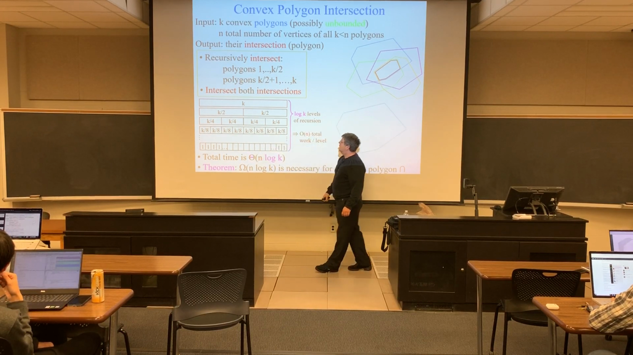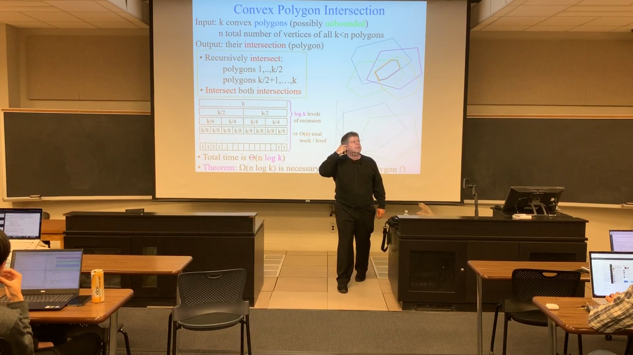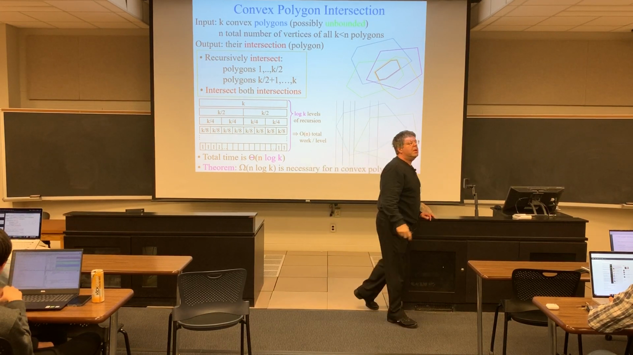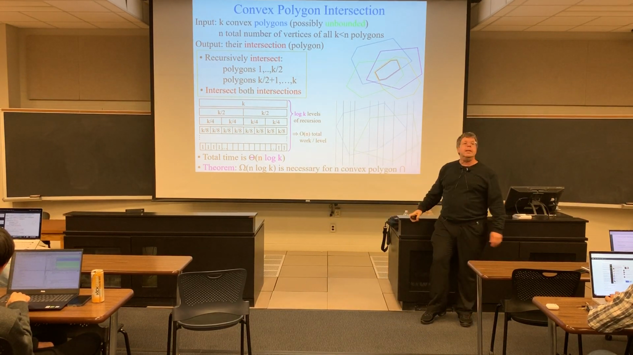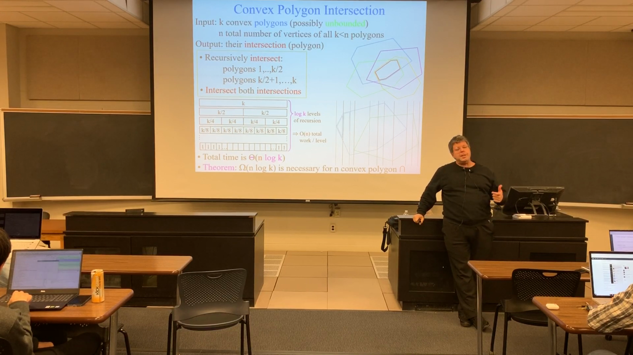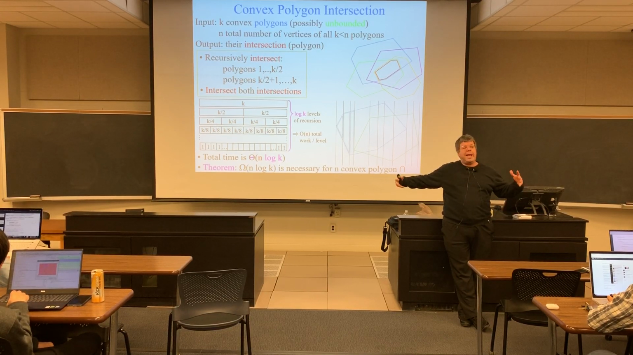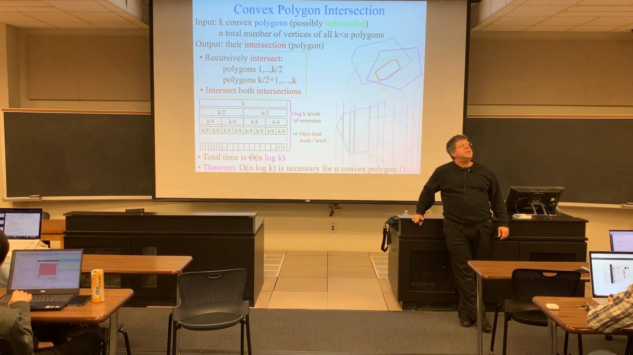There we go. Makes this algorithm optimal. This result is also a lower bound. Any questions about this? So we're using pairwise intersections to do k-wise intersection, generalizing it.